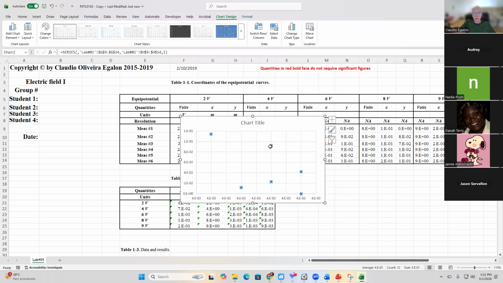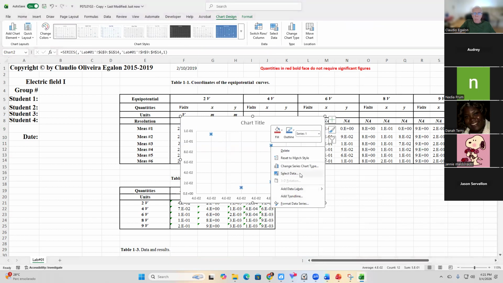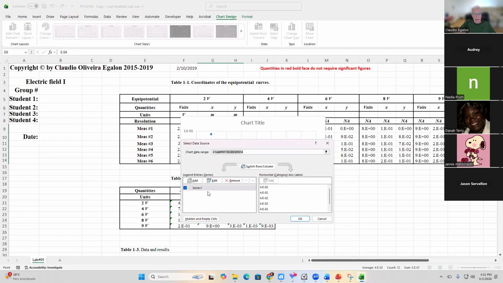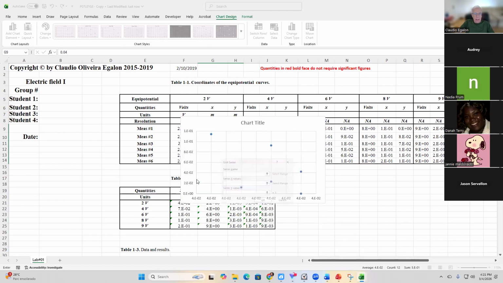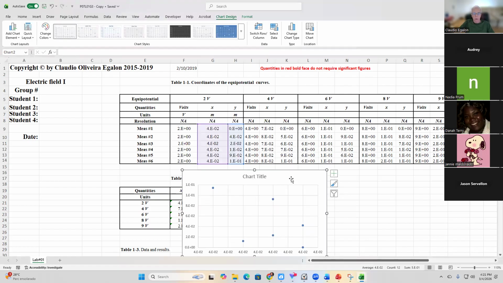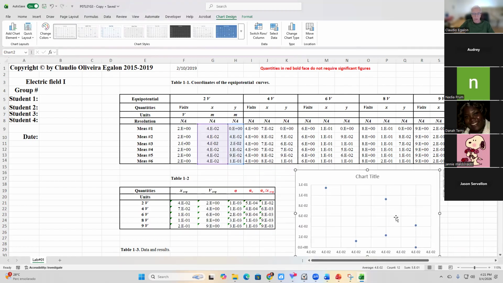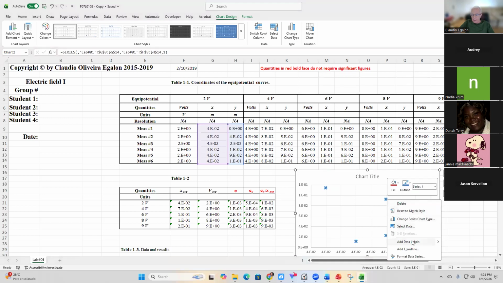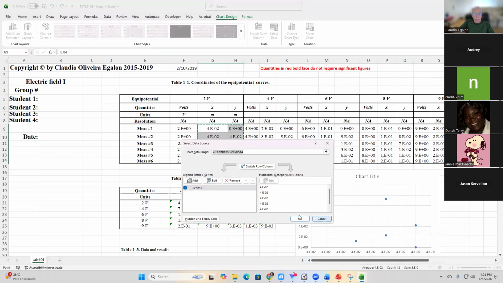That's the first equipotential. I want to add one more equipotential. I have to select the data, add 4 volts, highlight. I gotta take this graph outside the table. When you plot, make sure that your graph is outside the table. Otherwise, you won't be able to select the proper columns, right? Here goes. Select, right click, select data.